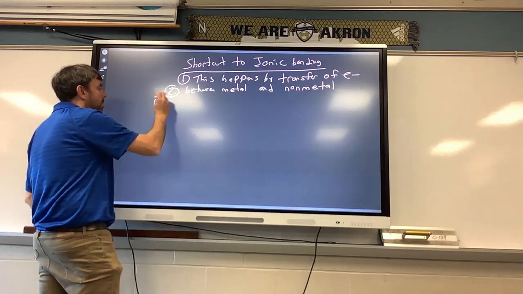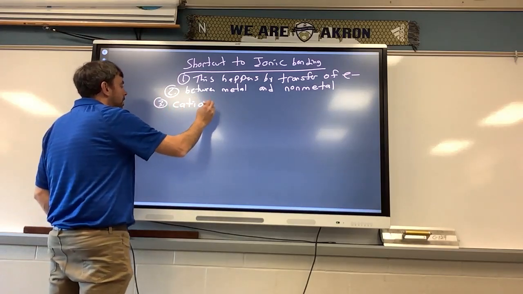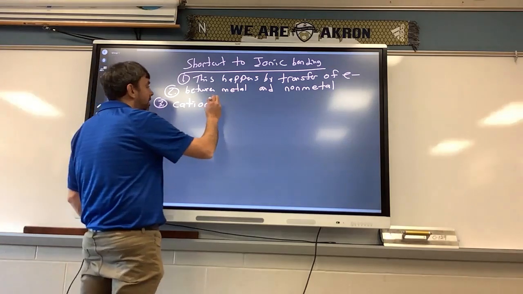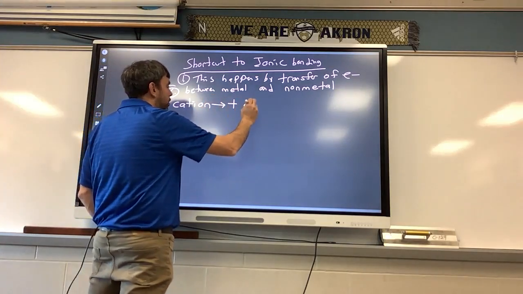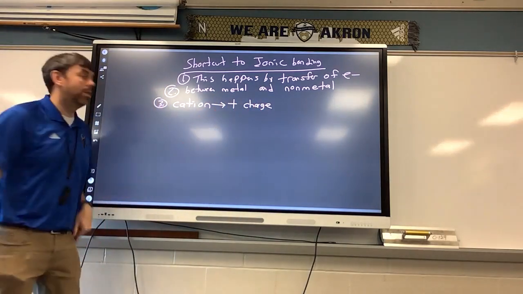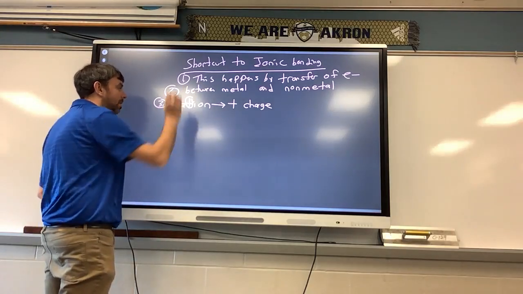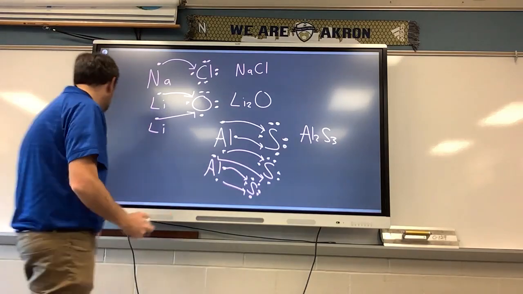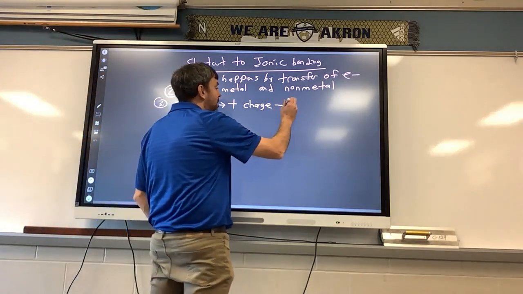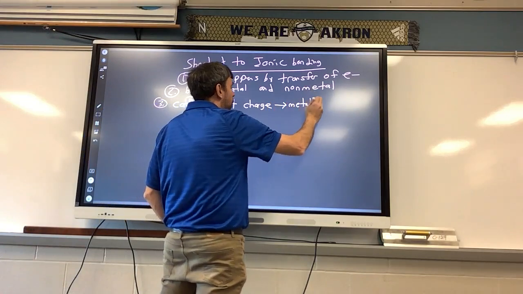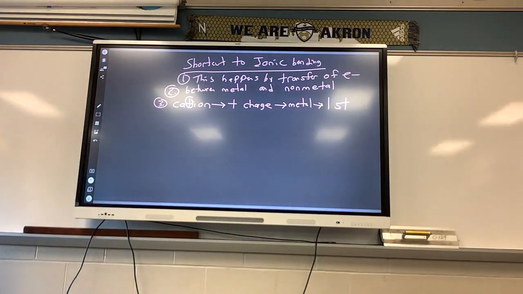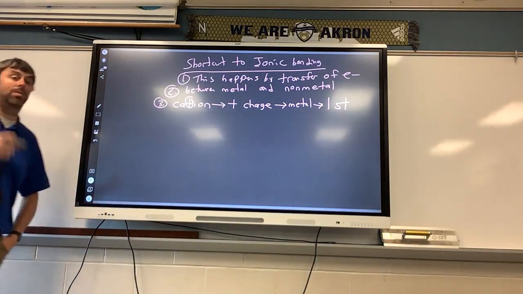Number three, the cation. Have we talked about a cation yet? I don't think we have. A cation is the positive charge. Guess how I remember the cation is the positive charge? The t looks like a plus. The cation is the positive charge, which is always going to be the metal, which is going to be first in a compound. So the cation always comes first in a compound, has the positive charge, and that's going to be your metal.